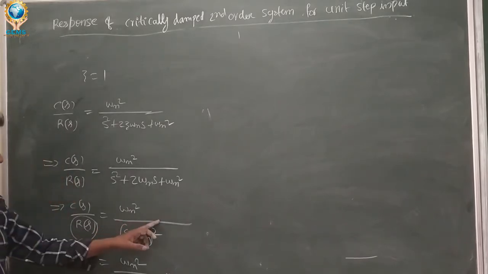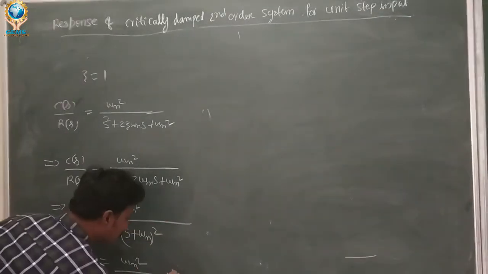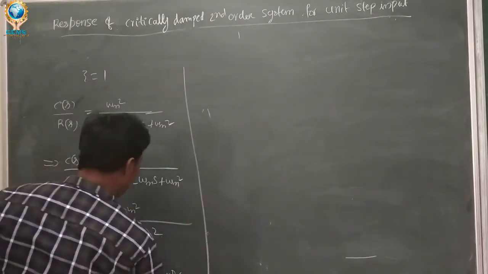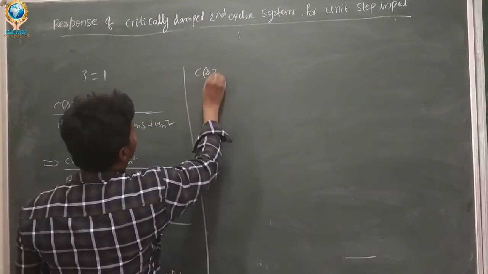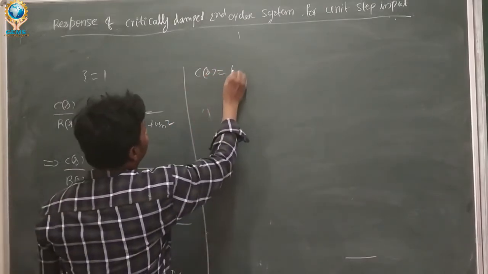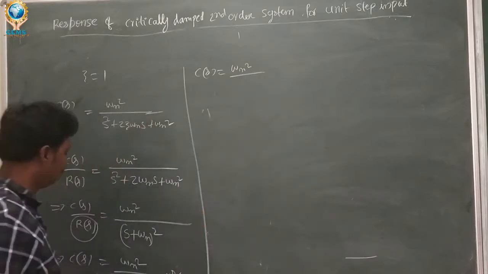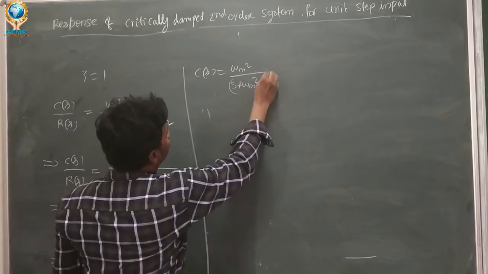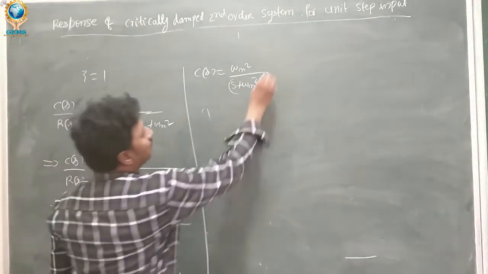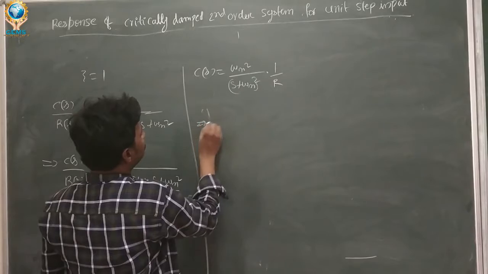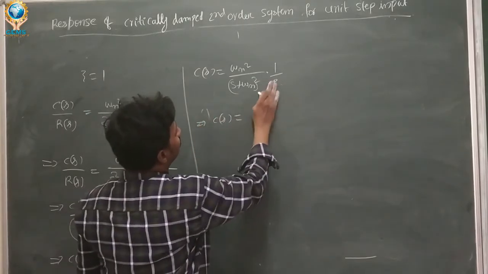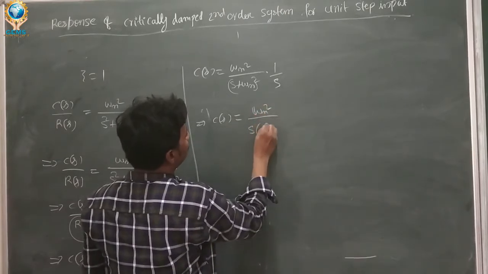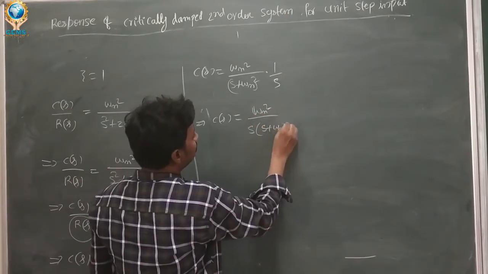Your R of s is a unit step signal, so R of s is equal to 1 by s. So C of s is equal to omega n square by s plus omega n whole square, times 1 by s. That is, C of s is equal to 1 by s times omega n square by s plus omega n whole square.